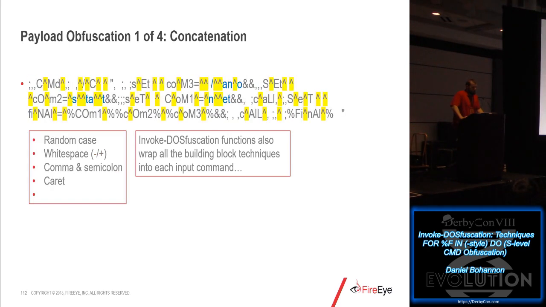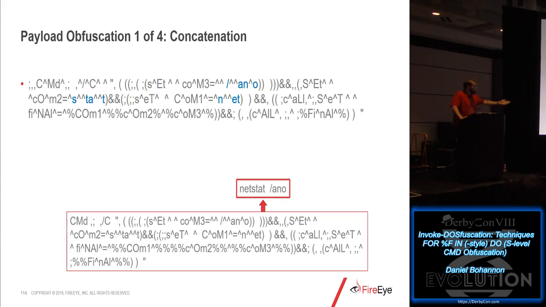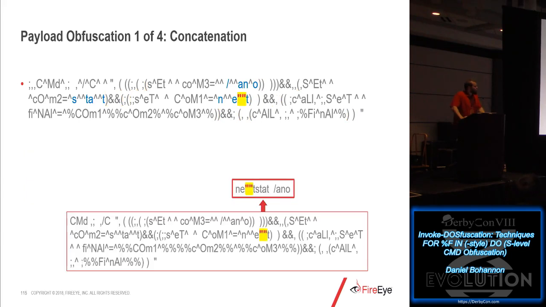We then introduce commas and semicolons wherever possible, as well as carets, as well as parentheses. And these are all handled by different obfuscation level profiles in the tool. So when it runs, we'll see we get our proper netstat command. And again, if we wanted to break that up, we could introduce paired double quotes.